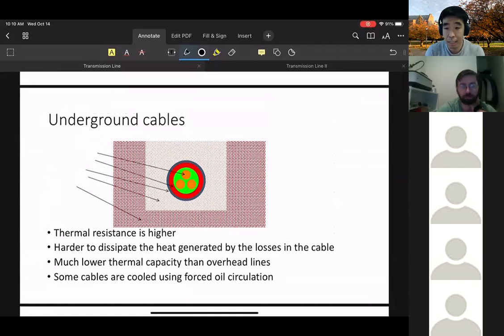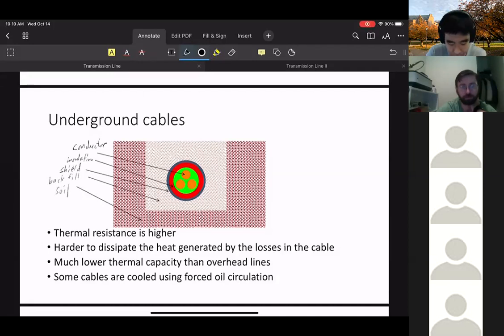The way this works is, we still have conductors, still a stranded conductor. Then we have insulation around the conductor, and a shield around the insulation. It cannot be directly underground yet. It doesn't touch the soil yet. You have some backfill.